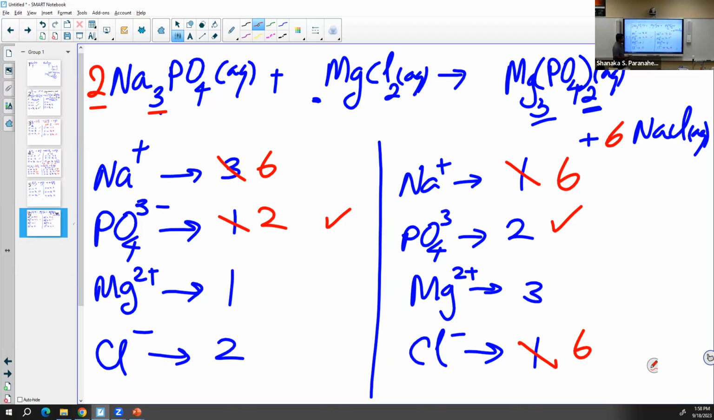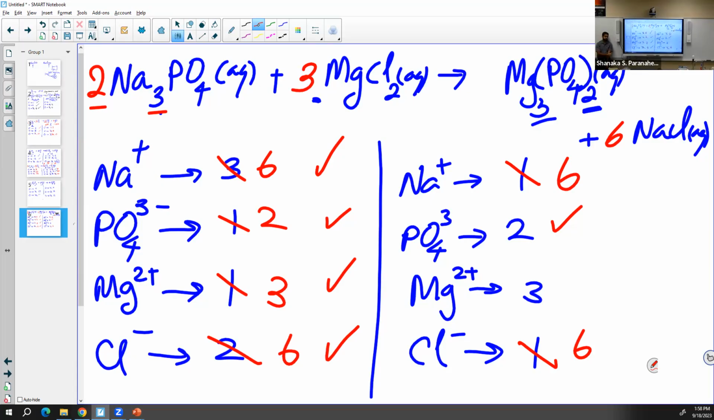The next one you can start from any of the 2 remaining ions. When you balance one, the other one will automatically balance. So you can start from magnesium or chloride. Okay, so if you want to balance magnesium, it's 3 versus 1. So we need 3 from this. 3 times 1 is 3 magnesium. 3 times 2 is 6 chloride. The last one will automatically balance. 6 to 6.